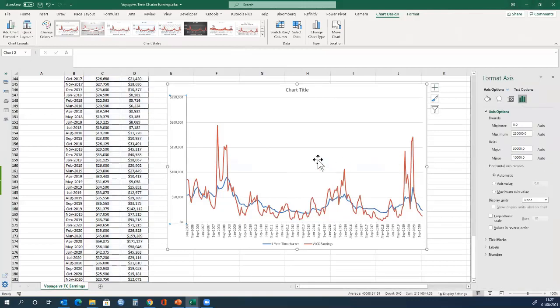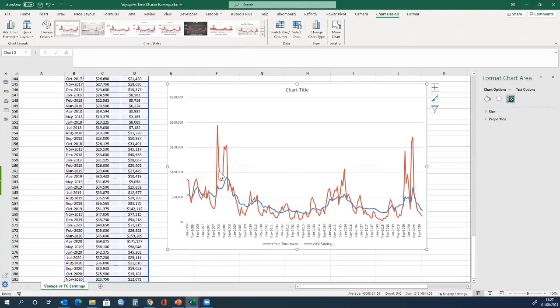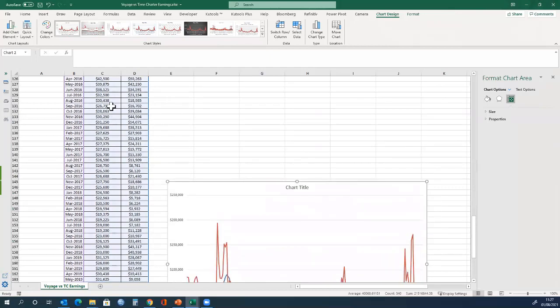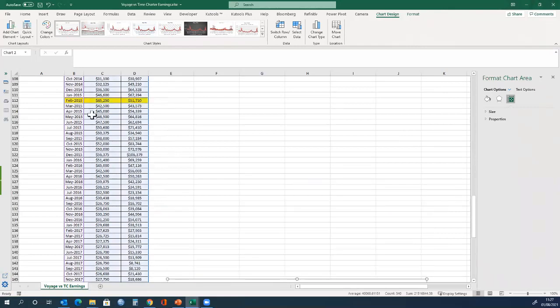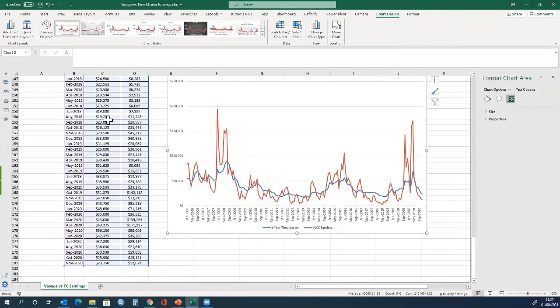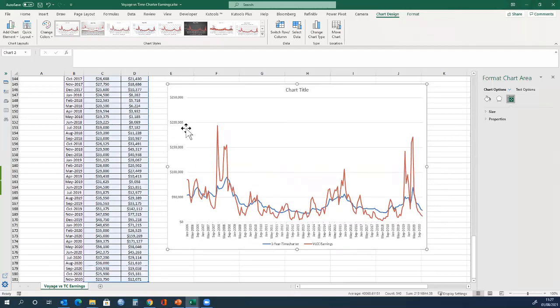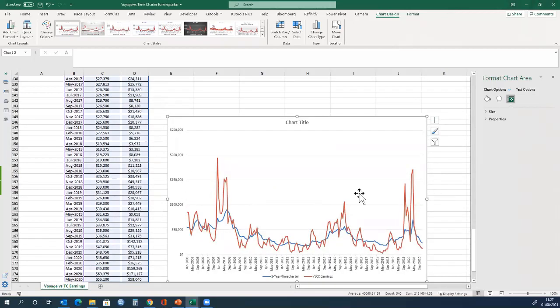I would like to point out that these two datasets are referenced by the same index. The unit of measurement is the same, dollars, so we can just use one index. Otherwise, we would have to have a chart with two indexes, one to the right and one to the left.